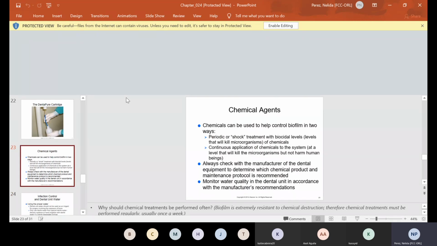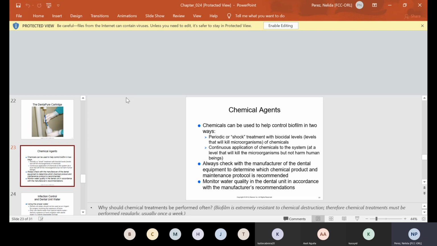Now, chemical agents can be used to help control biofilm in two ways: periodic or shock treatments with biocidal levels of chemicals that will kill microorganisms, or continuous application of chemicals to the system at a level that will kill the microorganisms but not harm human beings.